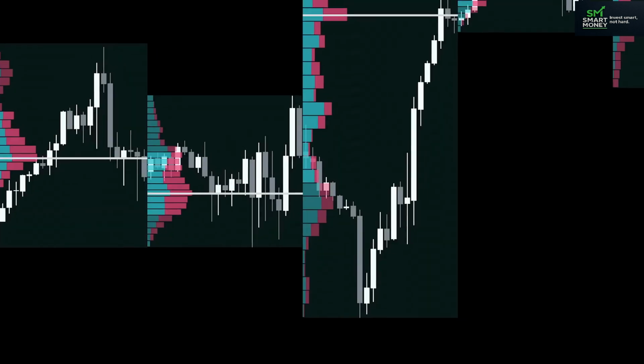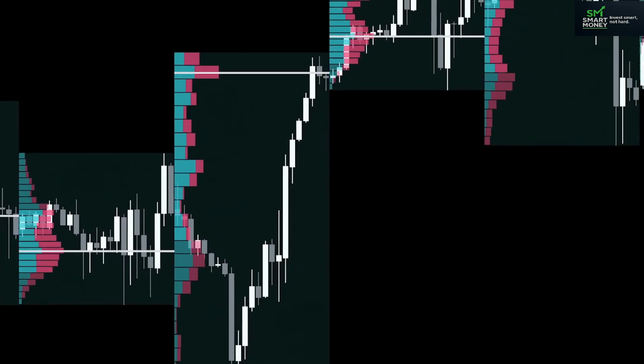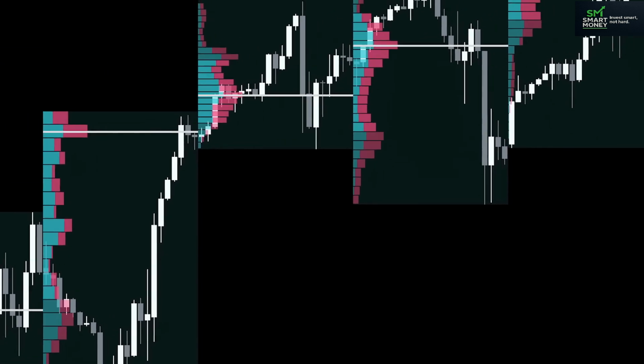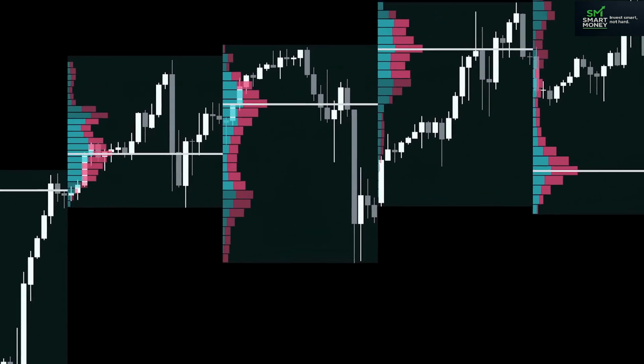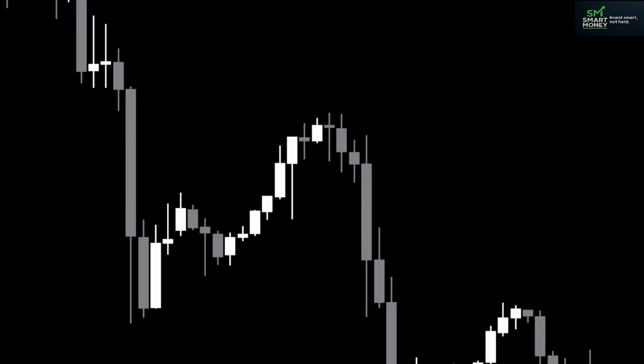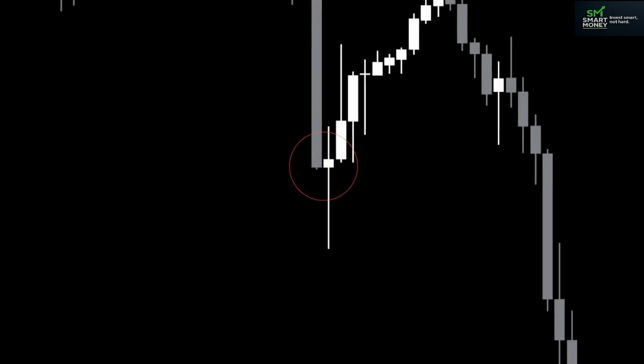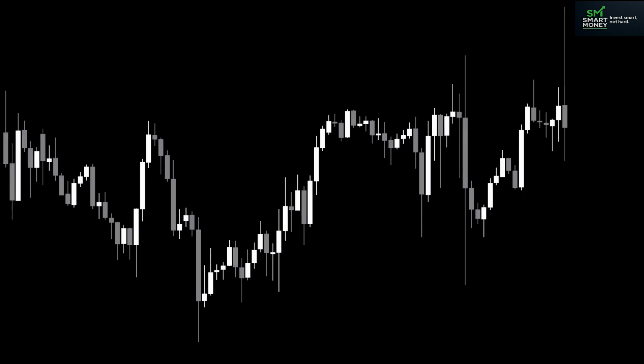Let's get started. Traditional profiles are fantastic for context, but they require session ranges or fixed windows, and the read can get fuzzy when data is incomplete. Price structure, on the other hand, is universal. Every market, every time frame leaves pivots, swing highs and lows that reveal where participants repeatedly defended or attacked price. When many pivots cluster at the same level, that price becomes a concentrated area of interest.